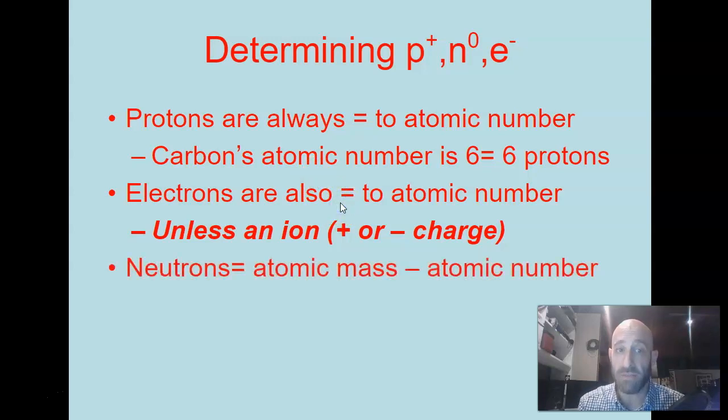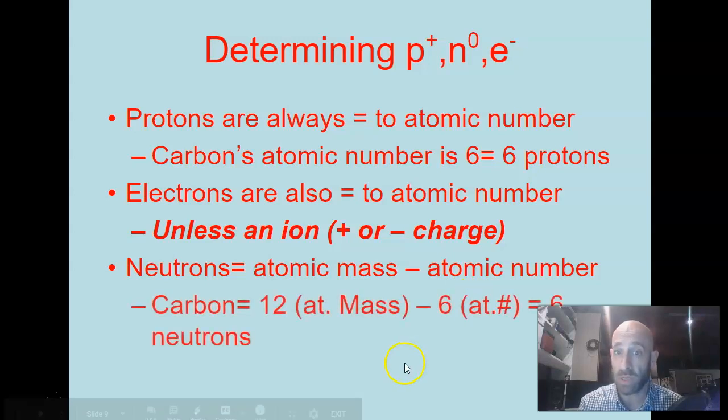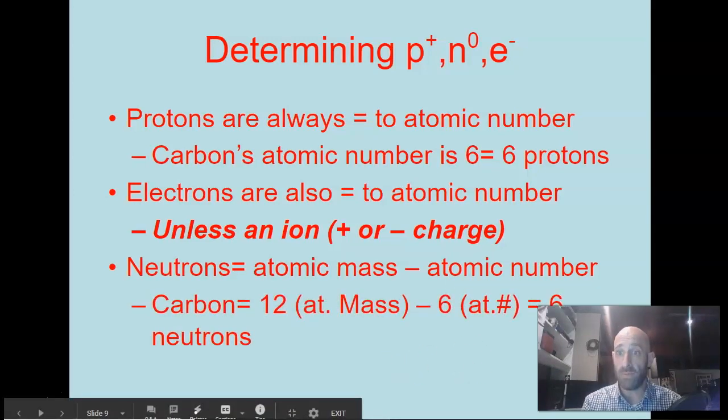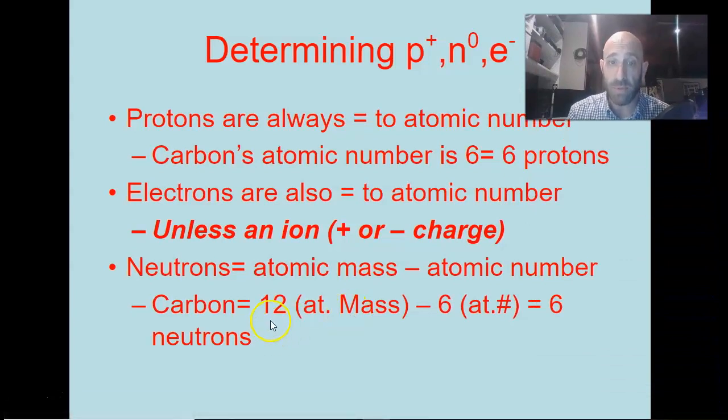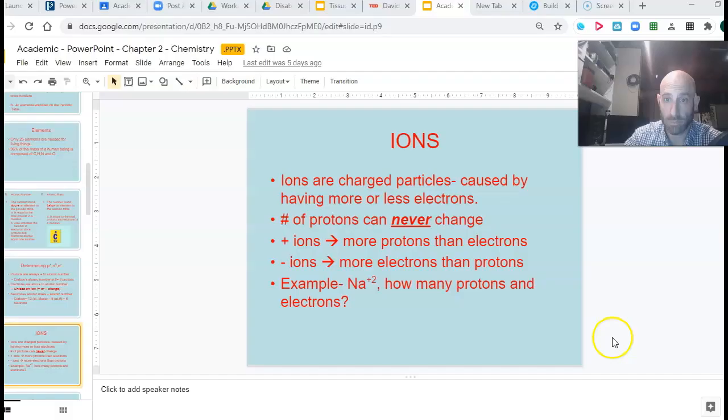And then finally, to find the number of neutrons, we just take the atomic mass and subtract the atomic number, because the atomic mass is equal to the protons plus the neutrons, and the atomic number is the number of protons. So if I subtract the 2, I end up with just the neutrons. For example, carbon has the atomic mass of 12, so I subtract 6 and I get 6 neutrons.